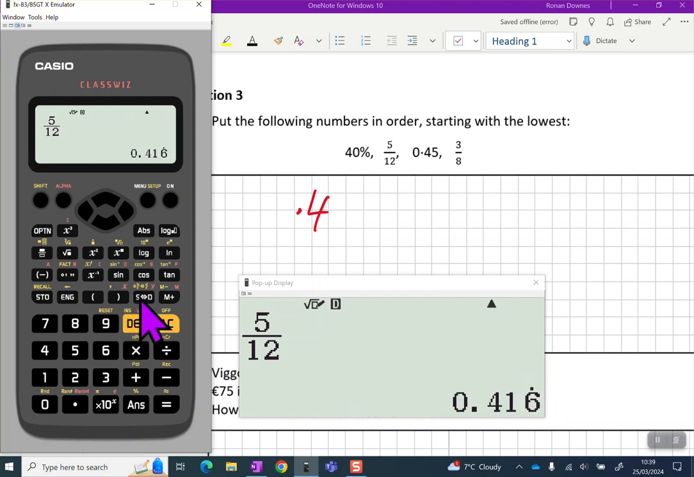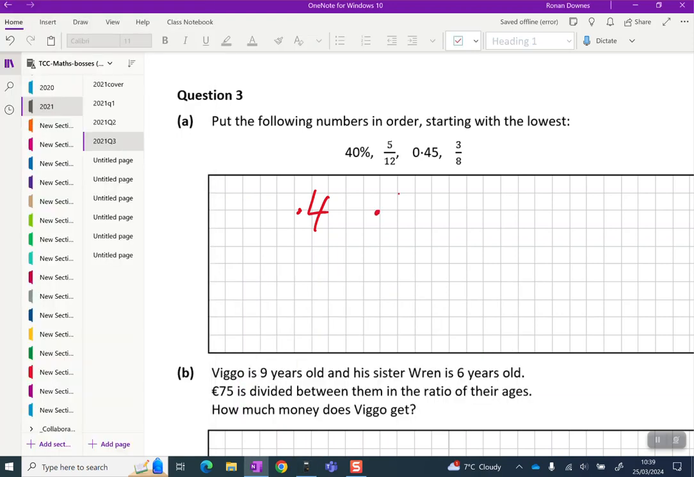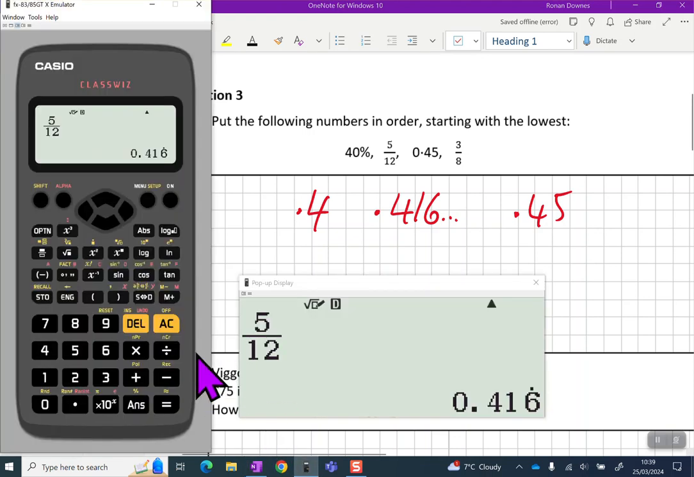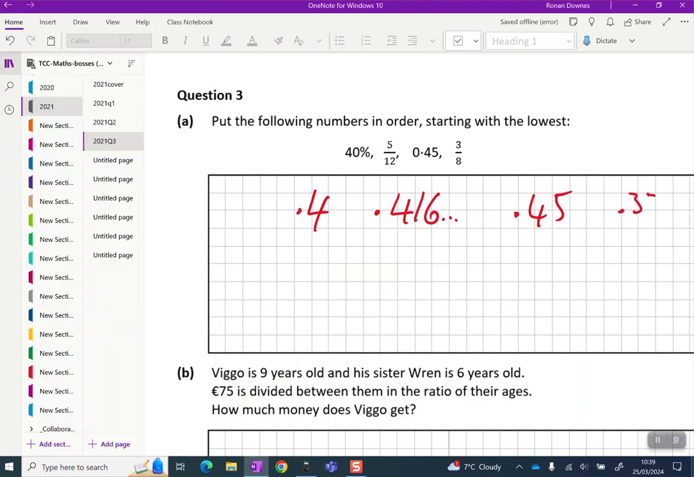So we're going to write down this one here, 0.416... Okay, the next one is already decimal for us, and then we have 3/8. Three over 8. 0.375. Okay.